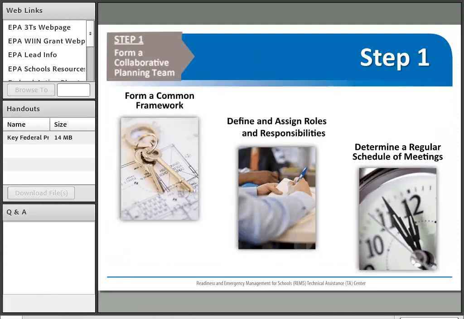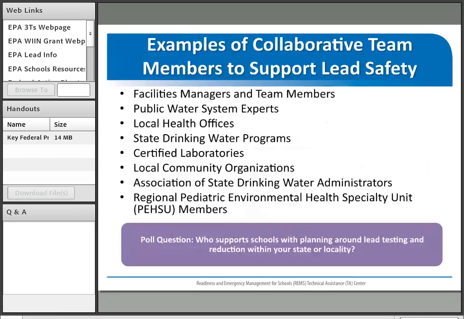So we can see that step 1 includes 3 components, which are form a common framework, define and assign roles and responsibilities, and determine a regular schedule of meetings. We want to ensure that the collaborative team includes lots of different types of members to support lead safety. And I know that we wanted to do a poll on this slide, if we could put that up.